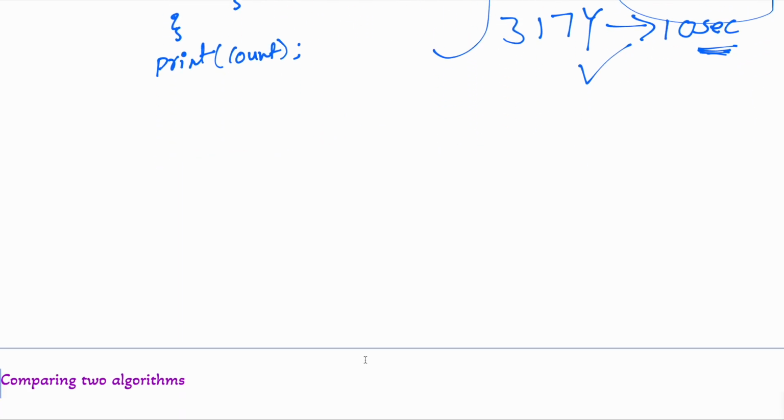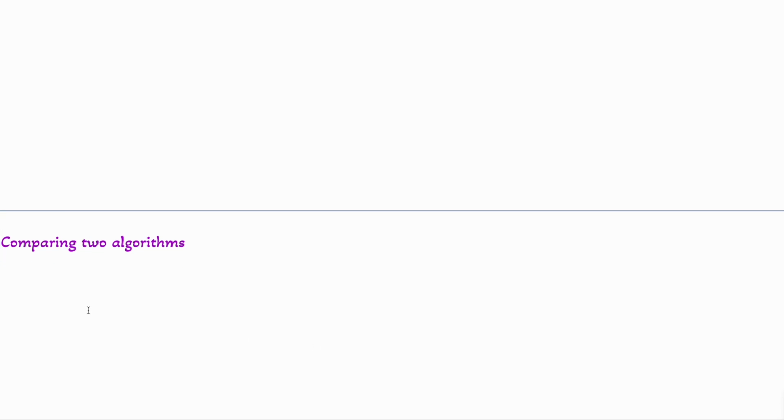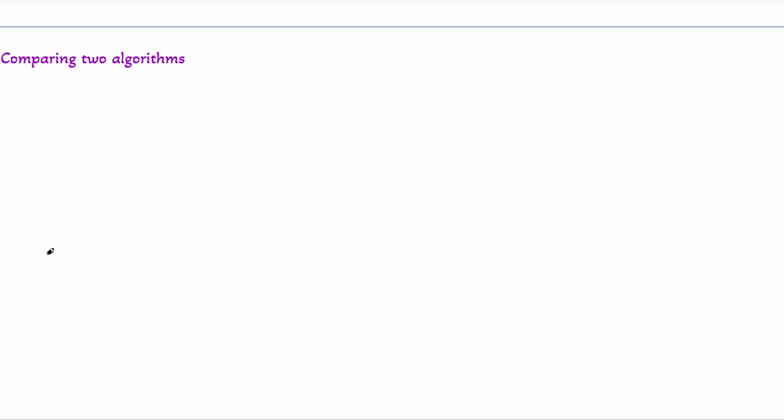So in the same case, how do we compare two algorithms? We have already seen that based on iterations we will get to know about the time that it takes for the input. So we consider the iterations.